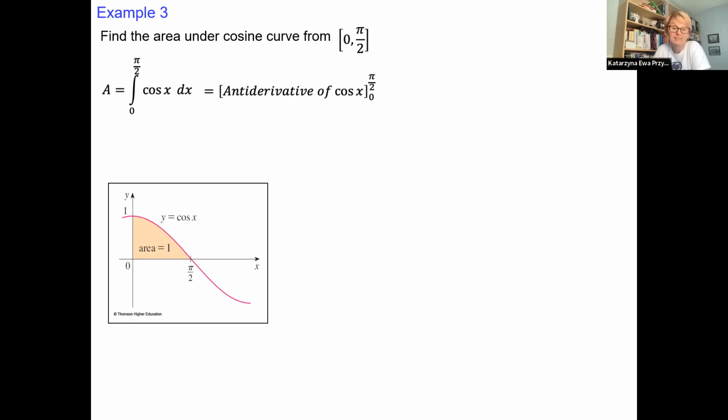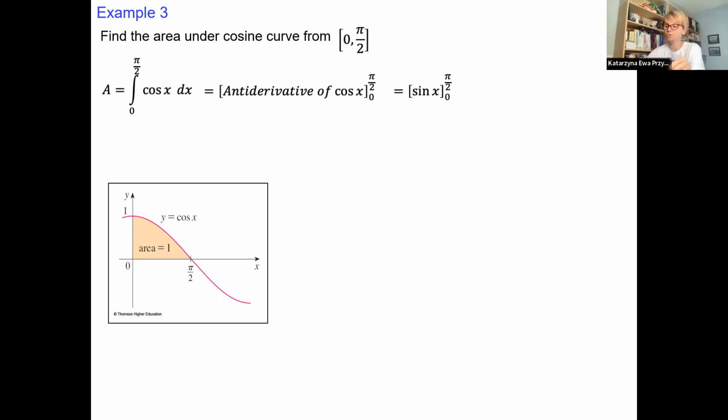Okay, what's the antiderivative for cosine? We always need a couple of seconds longer to think. It is negative sine of x. Oh, wait, is it negative? Did I type the wrong thing? No, it's negative or positive. Oh, yes, it's positive.